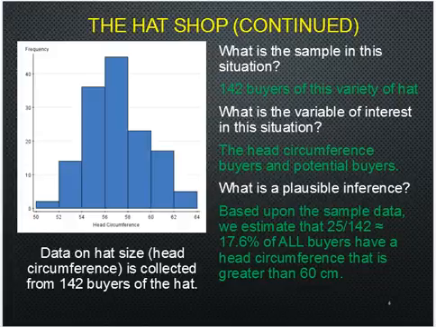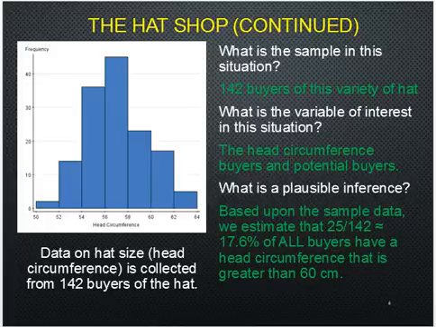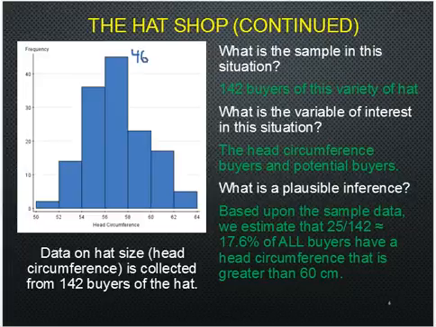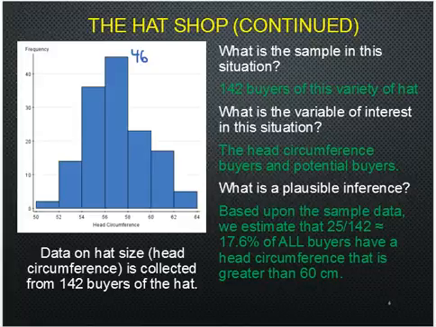The histogram above basically shows how many of those 142 individuals fell into each category. For example, the histogram says that approximately, and I'm going to write this up here, about 46 individuals fell in the category from 56 centimeters to 58 centimeters. We don't know exactly where they fall in that category, but about 46 of the 142 fell in that category.